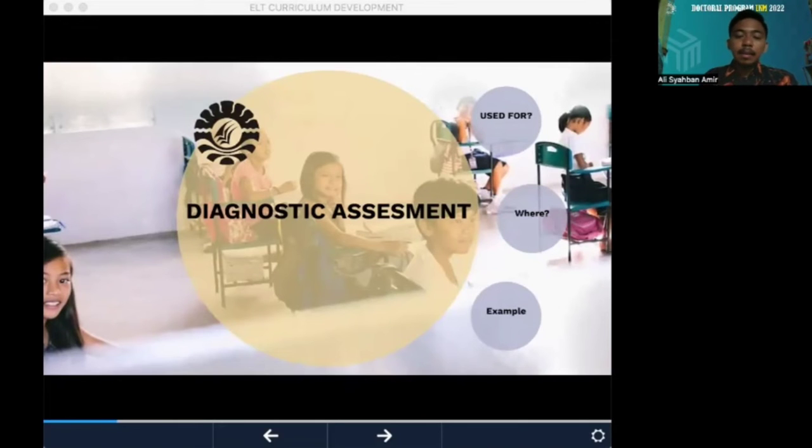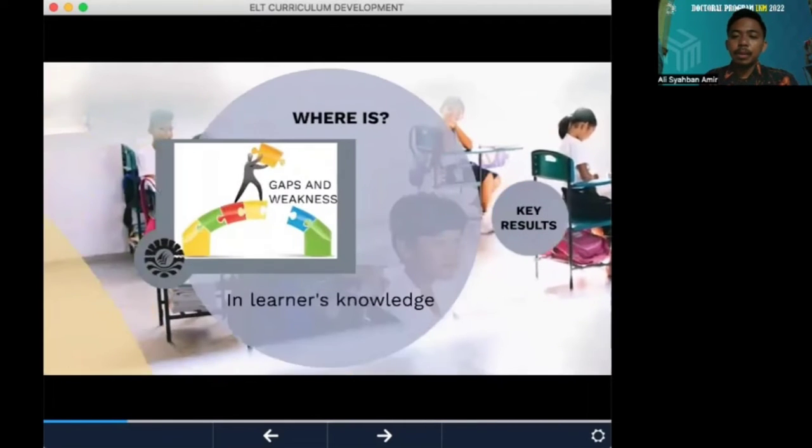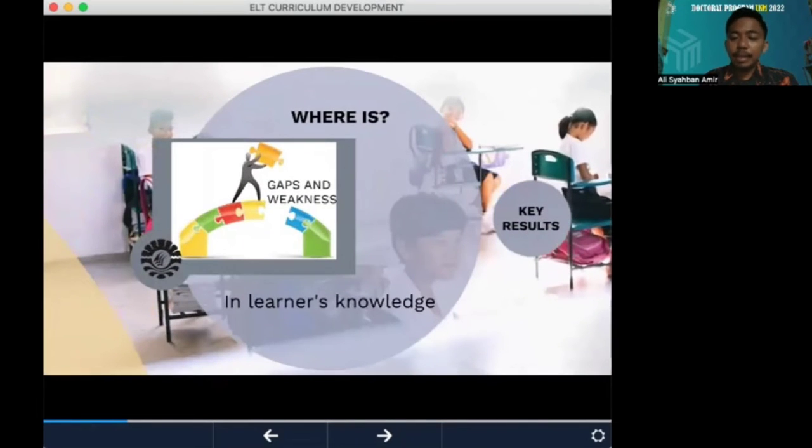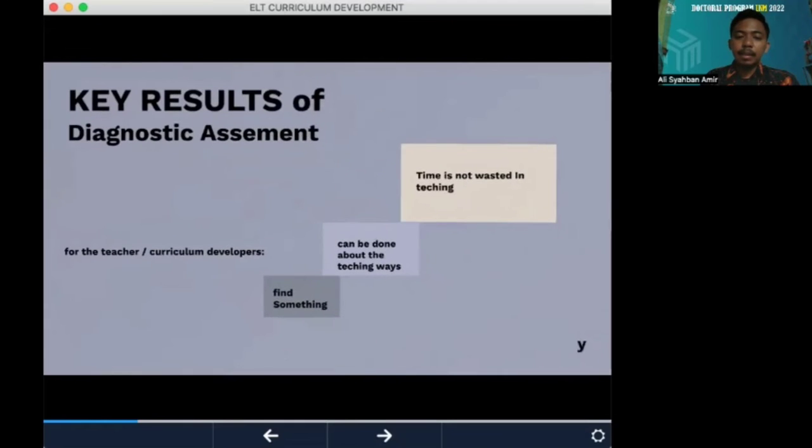Now, the diagnostic assessment is used to find the gaps and weaknesses in learners' knowledge, so that something can be done about them more positively. It is used to find what learners know well, so that time is not wasted in teaching.